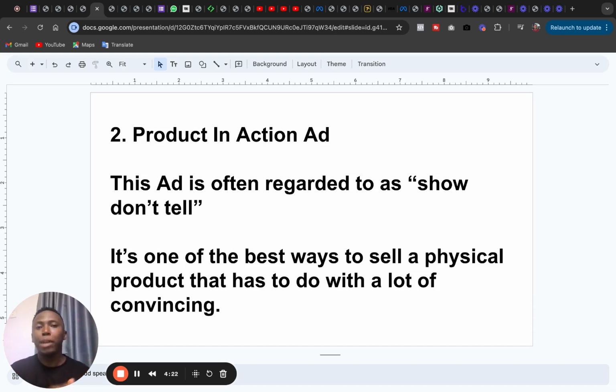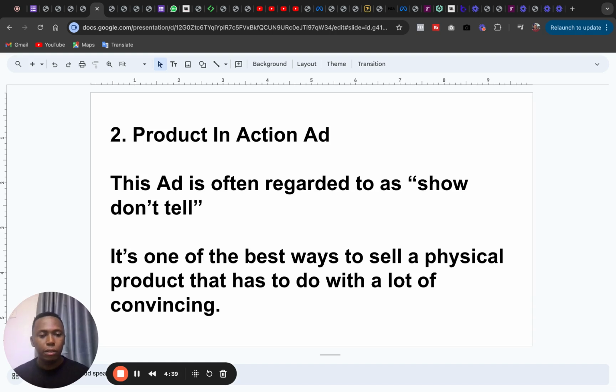Show us that it can blend a bottle. I did that and the advert caught fire. The advert converted like crazy. This is one of the best ways to sell physical products. You don't have to convince people a lot. Let the product in action convince them.